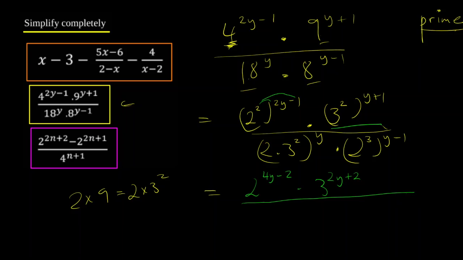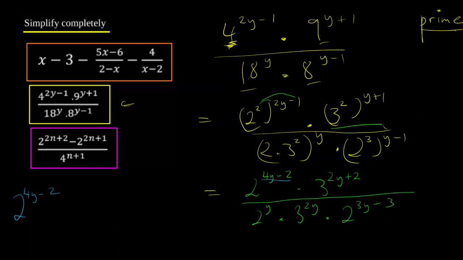all over 2 to the power y multiplied by 3 to the power 2y multiplied by 2 to the power 3y minus 3. Let's just generate a little space over here on the left hand side as we get ready to finish. So let's start with the smallest prime in a new color, which is blue. So we'll have 2 to the power 4y minus 2, taking care of that.